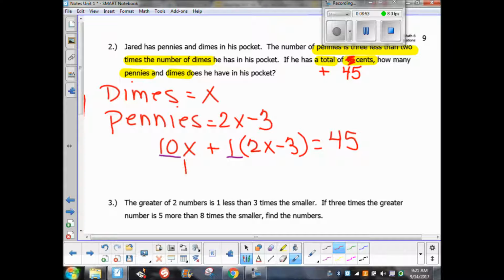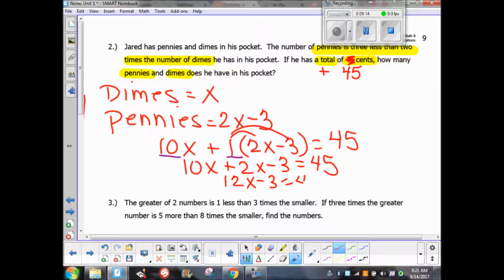So now I've got 10x. If that's a 1 there and I'm distributing, do I change that at all? 2x minus 3 equals 45. Combine like terms, what do I got? What's 10x plus 2x? 12x minus 3 equals 45. What's my next step? Add 3, then divide by what? 12. It's awesome. I just got to write it up here.